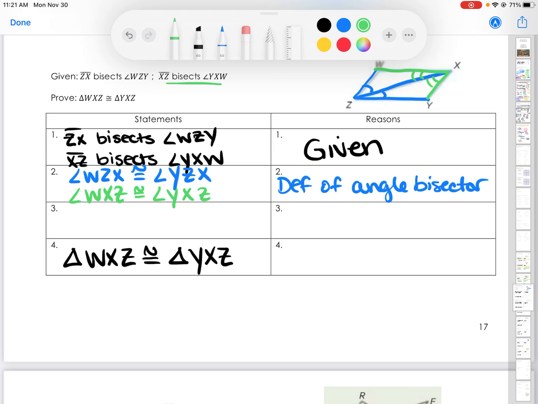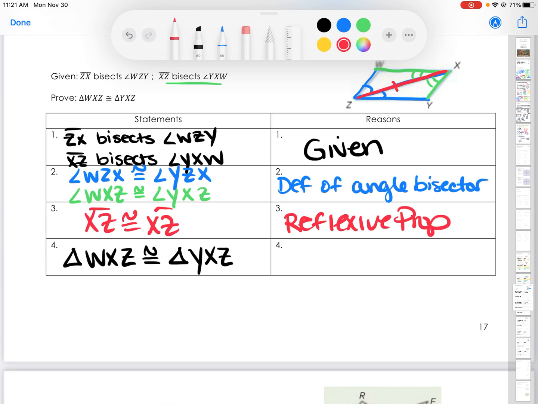All right, so the next thing we need, we have the blue angles and the green angles. It'd be really great if I could say that the side in between them was congruent, XZ. Well, XZ is going to be congruent to itself because that's the reflexive property. So I have an angle, a side, and an angle, angle, side, angle.